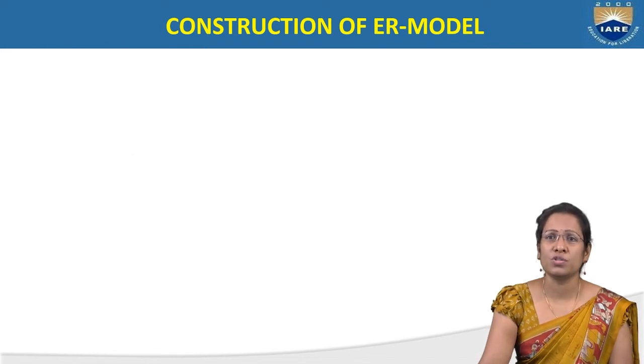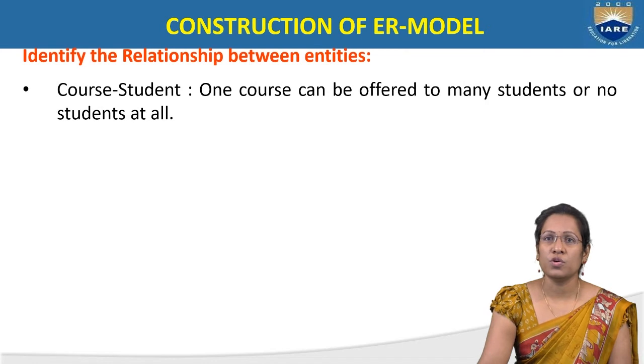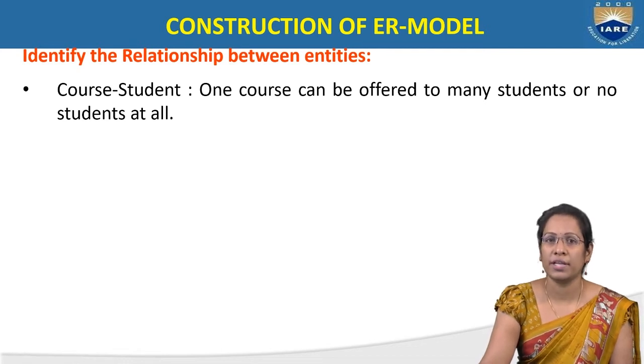And coming to course to student, one course can be offered to many students or no students. If we take some courses, they can be done by only some students and some will not do them, depending upon their priority and upon the college constraints.